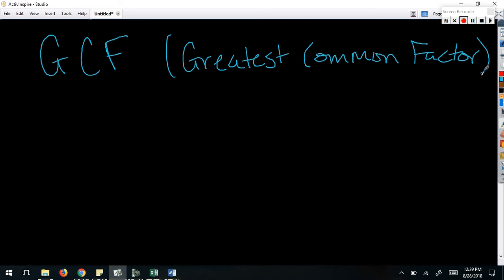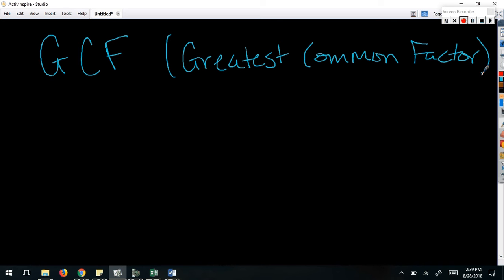It's the biggest factor that 2 numbers have in common. Don't get factors and multiples mixed up. Multiples are whenever you multiply by something each time. Factors divide. Guys, I see lots of laptops out. I need y'all to put those up. This is very, very important. It's the biggest factor that they have in common.